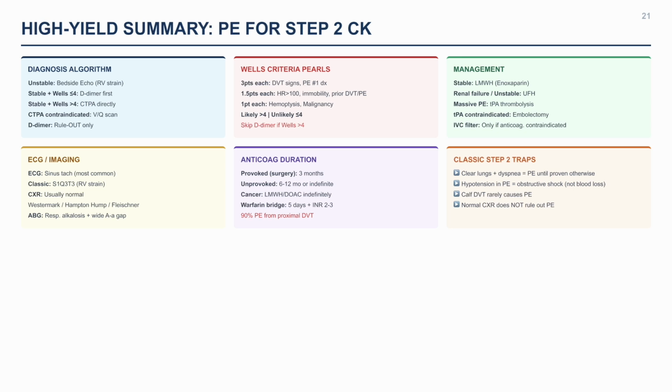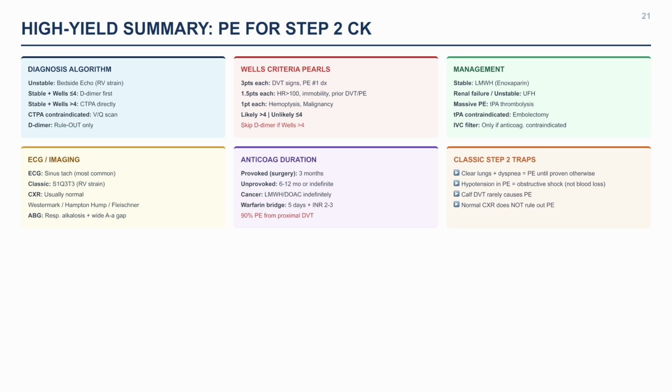For management, stable patients get LMWH, unstable or renal failure get UFH, and massive PE gets TPA. If TPA is contraindicated, the answer is embolectomy. IVC filters are only for anticoagulation contraindication or failure. Duration: provoked PE is 3 months. Unprovoked is 6 to 12 months or indefinite. And cancer-associated PE is treated indefinitely.